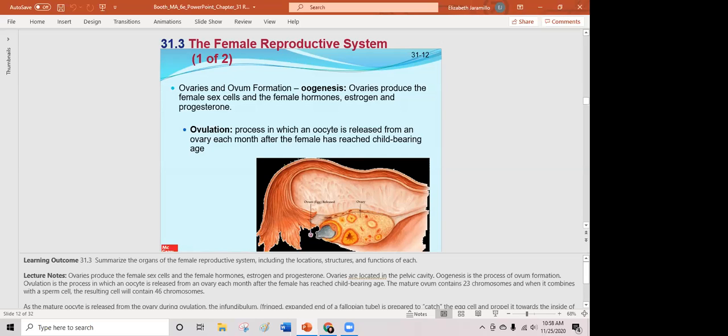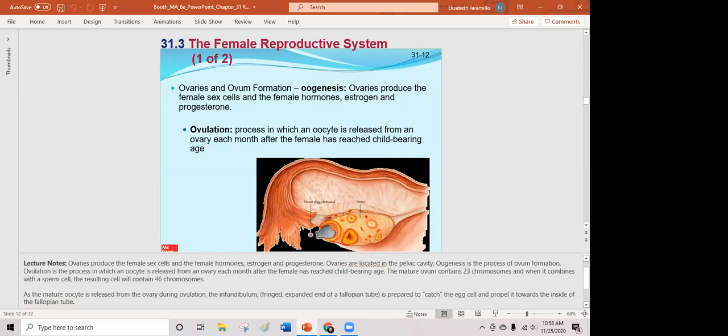As the mature oocyte is released from the ovary during ovulation, the infundibulum, the fringe expanded into the fallopian tube, this little fringed part here. I don't know if you can see my little mousey moving around here. Okay, it is prepared to catch the egg cell and propel it towards the inside of the fallopian tube.